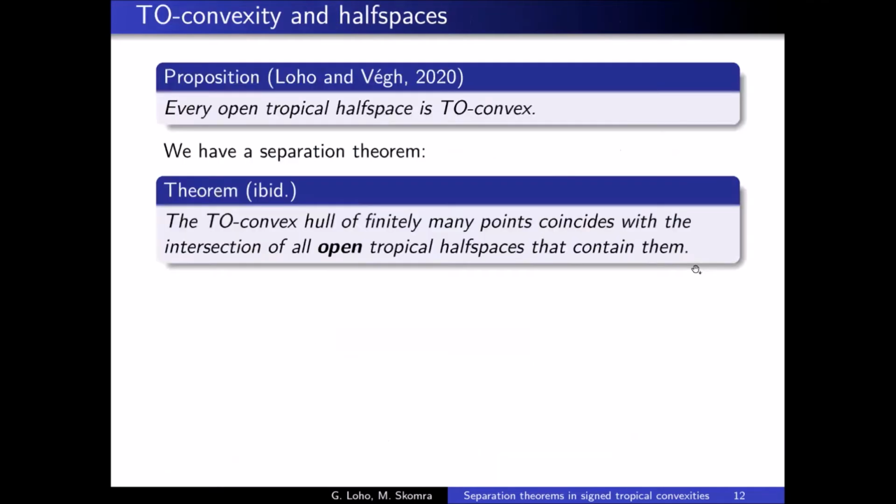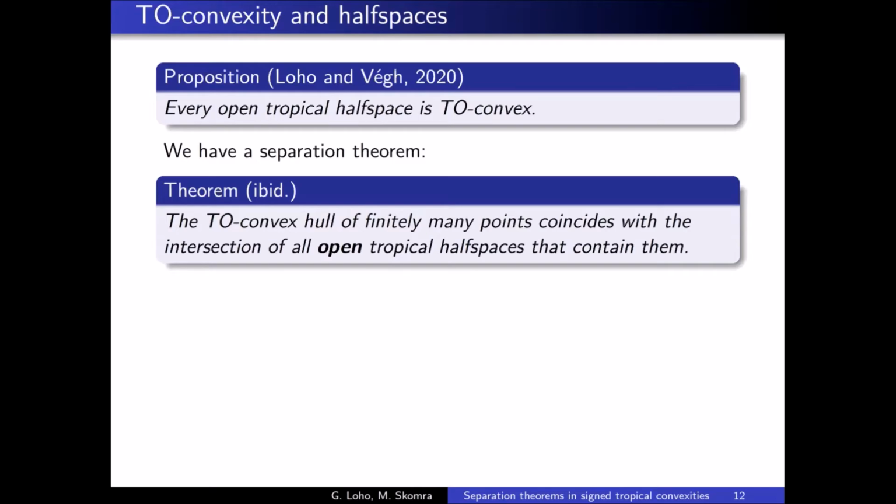And so what Loho and Végh were able to show about this notion of convexity is the following 2 things. So first of all, they showed that every open tropical half space is TO-convex, and then they obtained a separation result saying that if you have a collection of finitely many points, then the TO-convex hull of these finitely many points coincides with the intersection of all open tropical half spaces that contain these points. So this is a type of separation theorem. So you can say that this notion of TO-convexity works really well with respect to the open tropical half spaces.